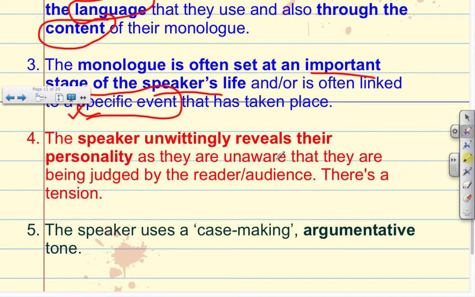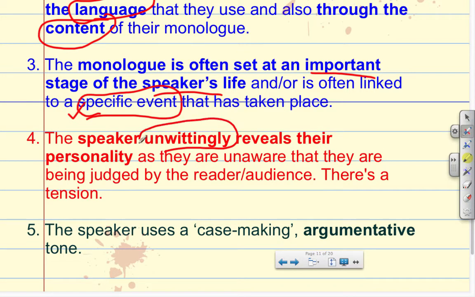Number 4, though, which is in red, which is a clear indication that I think it's important, is, I think, one of the key features that you have to understand if you really want to take something about understanding dramatic monologues, is that the speaker unwittingly reveals their personality. They don't mean to reveal what they are truly like, but they do because they can't help themselves in some way. They don't think that the reader is judging them, and there's this tension. I was always taught when I was a student, there was this tension between what the speaker is trying to convey and what they actually convey. And this, for me, is the key criteria, really, for a dramatic monologue.